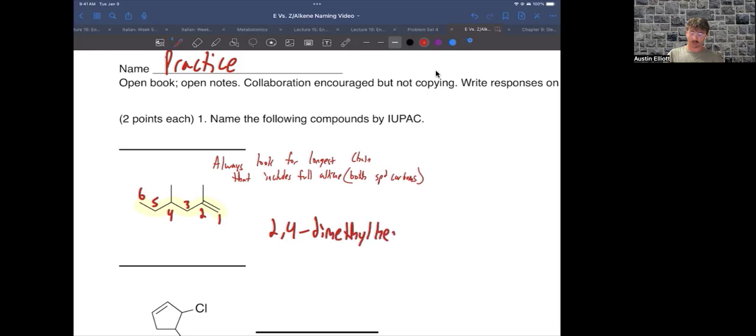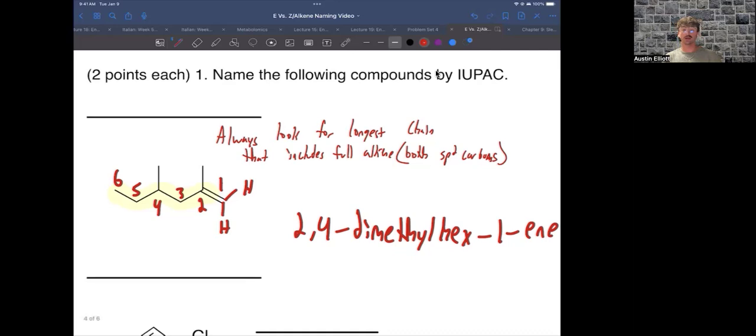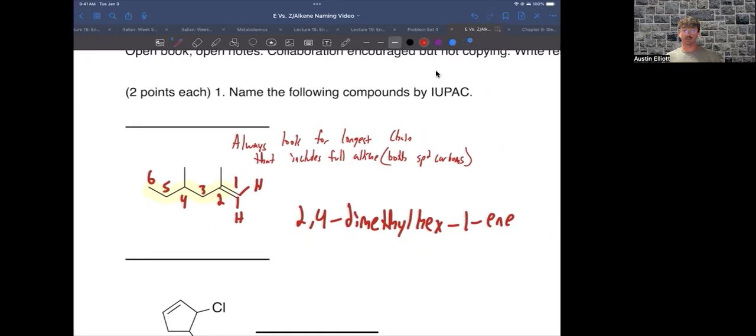And then hex is the 6-carbon main chain. And then 1-ene. Technically that one's redundant, like I've been saying, but always add it just to be safe. And now also, since that alkene is on the end, like I was saying earlier, we erase that one, just put one there. We have 2 hydrogens going off like that. No E or Z, just because the groups are the same on that one side.